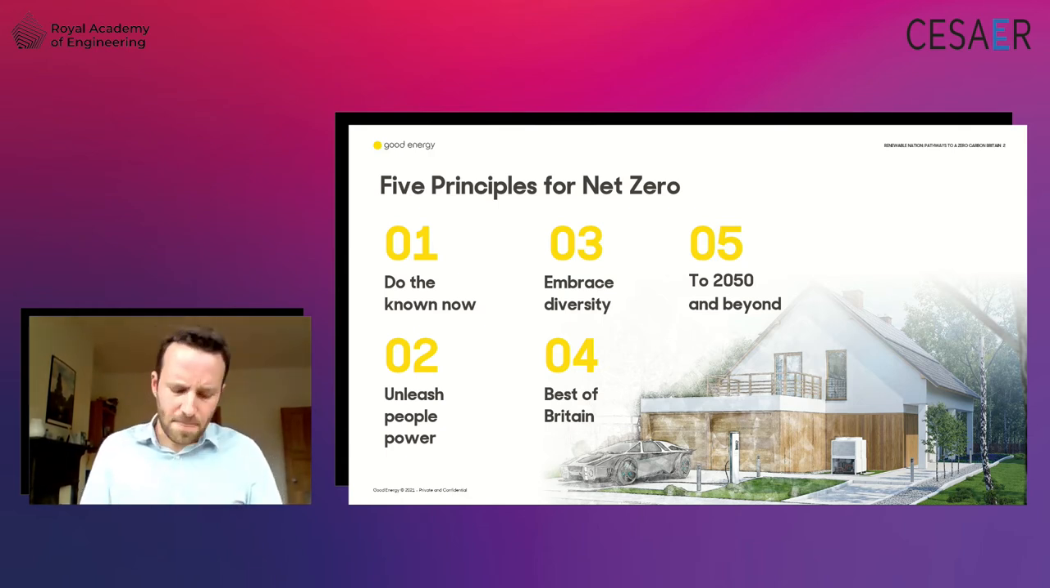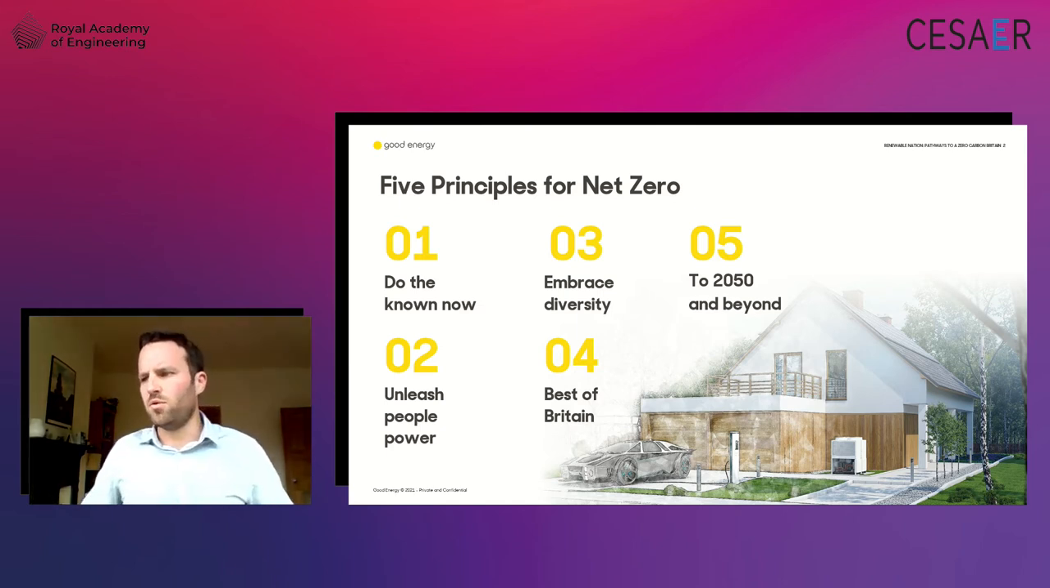Embrace diversity. I'll quickly run through these. This is about using tailored solutions. As we get closer to net zero, you might have hydrogen clusters in some parts of the country. You might have district heat networks where that's appropriate. We should focus on those technologies which also have the potential to integrate with wind and solar.